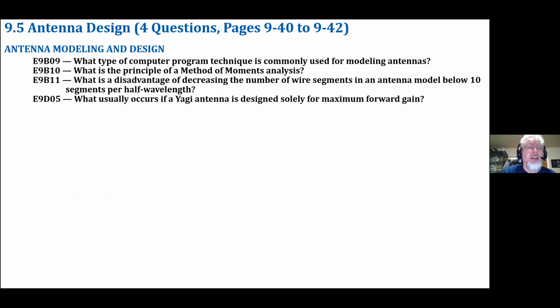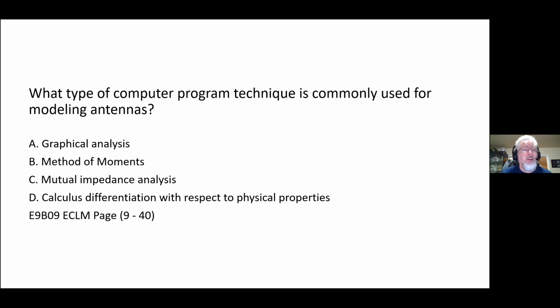9.5, antenna design. Just 4 questions, antenna modeling and design. What type of computer program technique is commonly used for modeling antennas? A, graphical analysis. B, the method of moments. C, mutual impedance analysis. D, calculus differentiation with respect to physical properties. Bravo is correct. The method of moments.